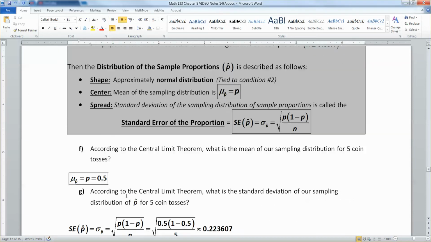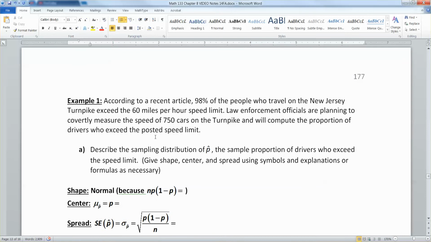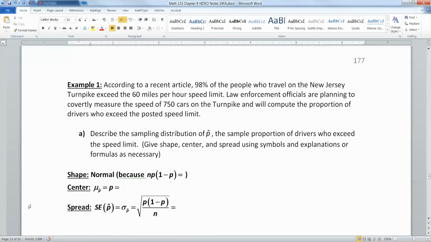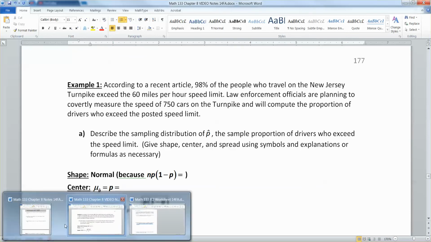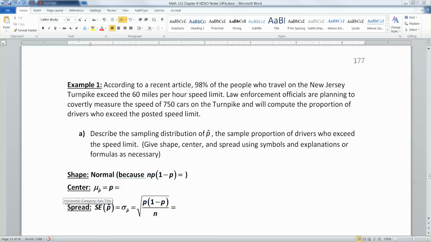All right, so let's see. Let's apply it to this problem right here. According to a recent article, 98% of the people who travel on the New Jersey Turnpike exceed the 60-mile-per-hour speed limit. Law enforcement officials plan to covertly measure the speed of 750 cars on the turnpike and will compute the proportion of drivers who exceed the posted speed limit. All right, seems simple enough in theory.